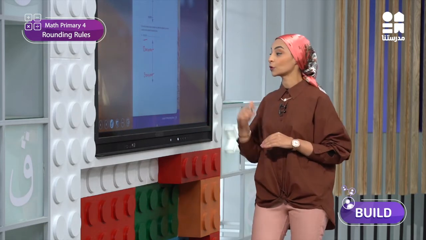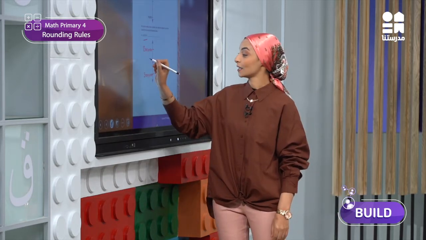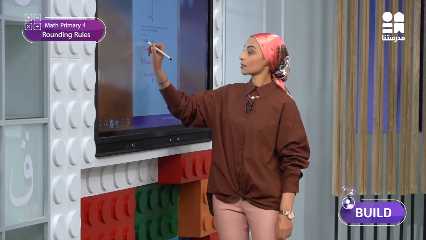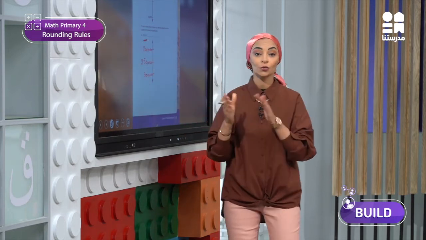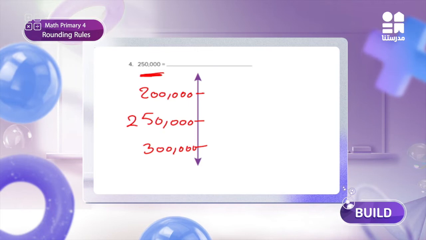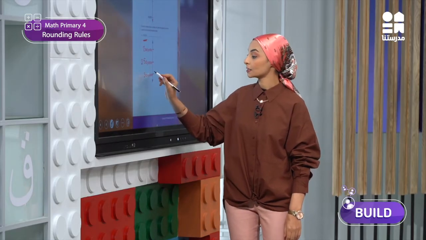What is the midpoint between 200,000 and 300,000? Yes, exactly. It will be 250,000. Look, this is the same number I want to round. So what should I do? Yes, the answer is that this number, 250,000, is rounded to the closest number, 300,000. So I will round it to the biggest number.